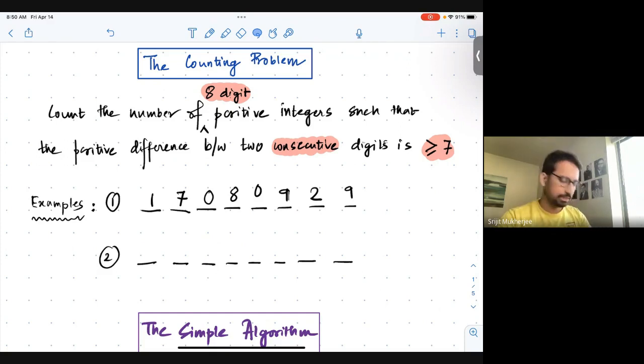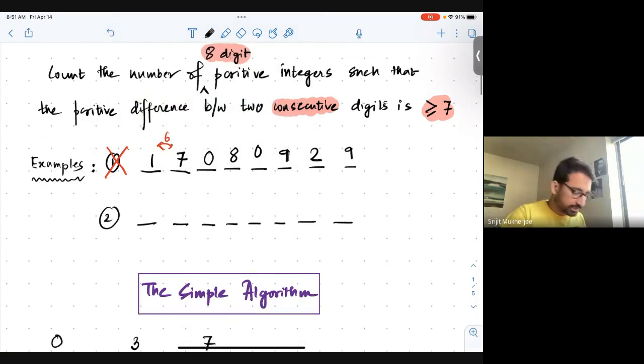So let's take some examples. Let's say you start with 1. So the difference should be at least 7. So this is not correct, okay? This is not correct because after 1 you cannot have 7, because the difference is 6.